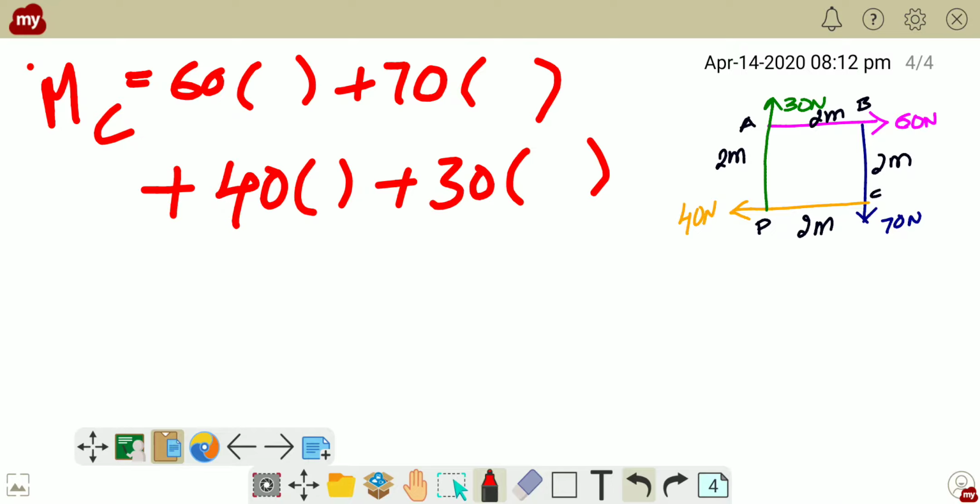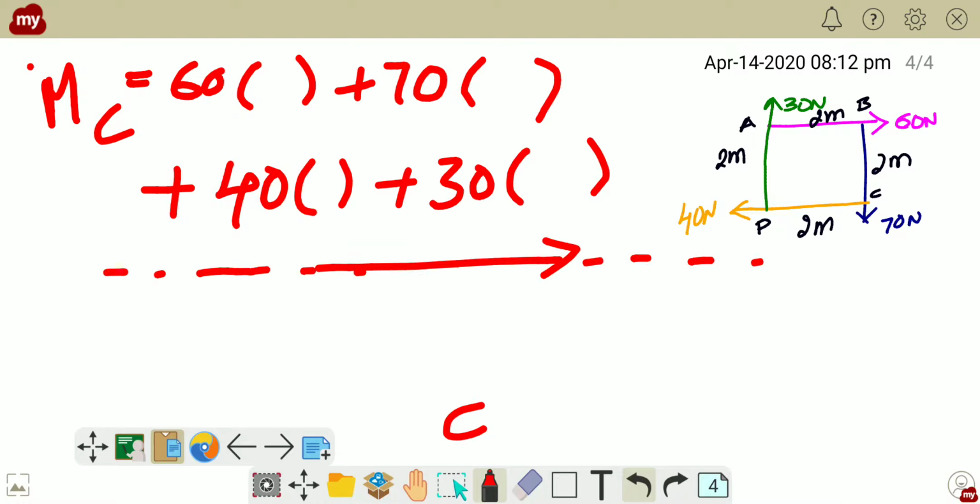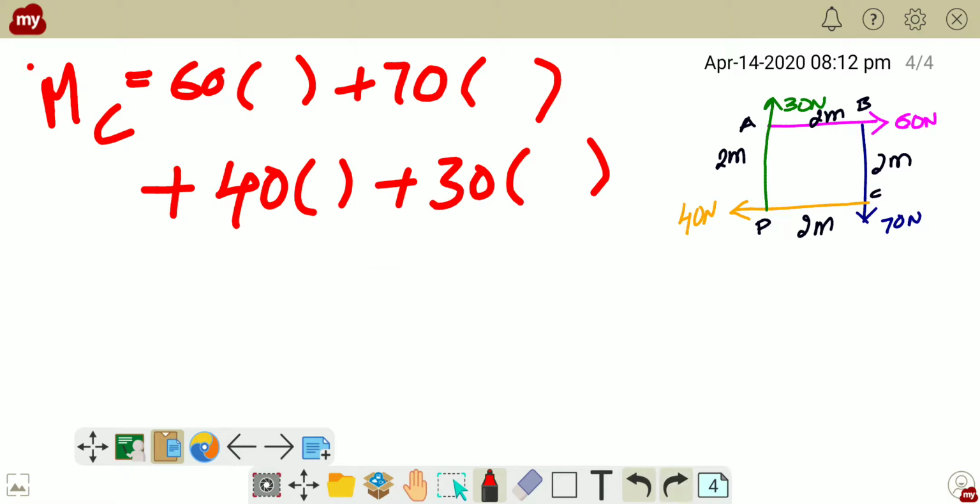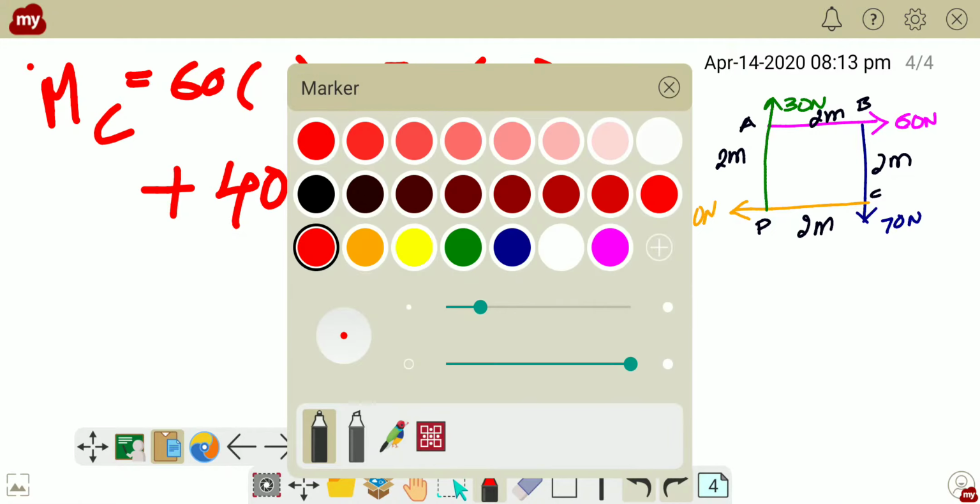So with the force of 60 newtons, what is the impact? Here is C, and the 60 newton force is acting in this direction. Let us draw the line of action of force. From C to this force of 60 newtons, there is a distance separating them. It is 2 meters, which is the perpendicular distance. So let us write 2 inside the box.